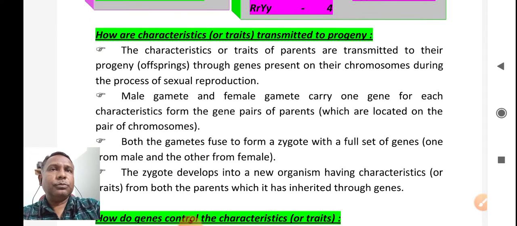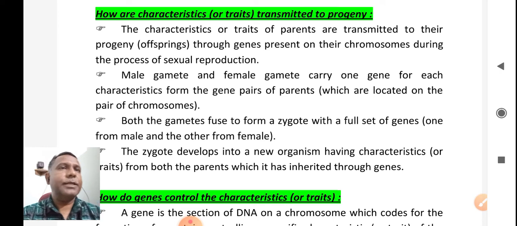Now, how are characteristics or traits transmitted to progeny? The characteristics or traits of parents are transmitted to their progeny, that is offsprings, through genes present on their chromosomes during the process of sexual reproduction.